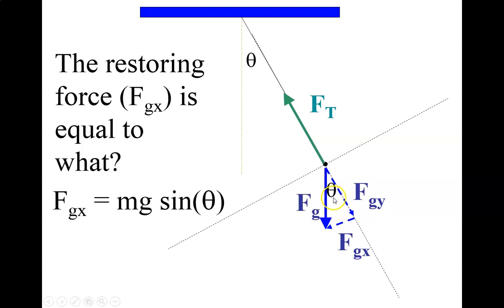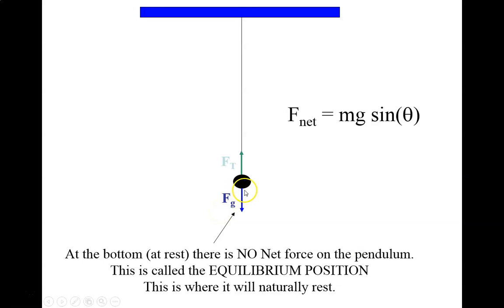And that force of gravity in the x direction is going to depend on the angle. So it's going to be affected. As a matter of fact, it's going to be equal to mg times the sine of theta. So if we look at it at the bottom, this is the equilibrium position because there's no net force, and the restoring force is always going to drive it to the equilibrium position.